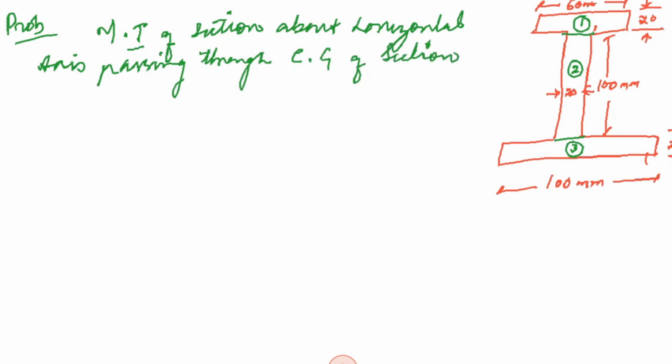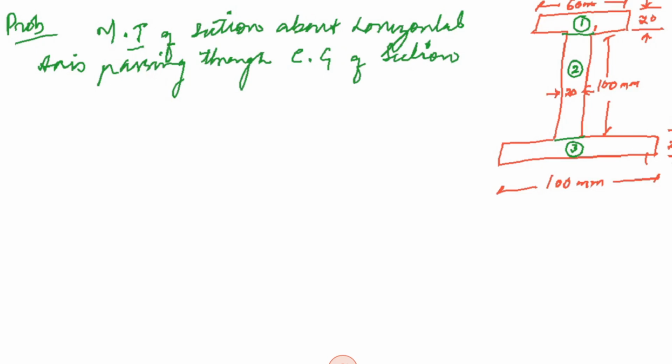Now here, in the previous problem, we had to find the moment of inertia about the x-axis and y-axis. Here, what is it asking? It is asking for the moment of inertia of this whole section about the horizontal axis, and that axis is passing through the center of gravity of the section. We don't know where the center of gravity of this section is.